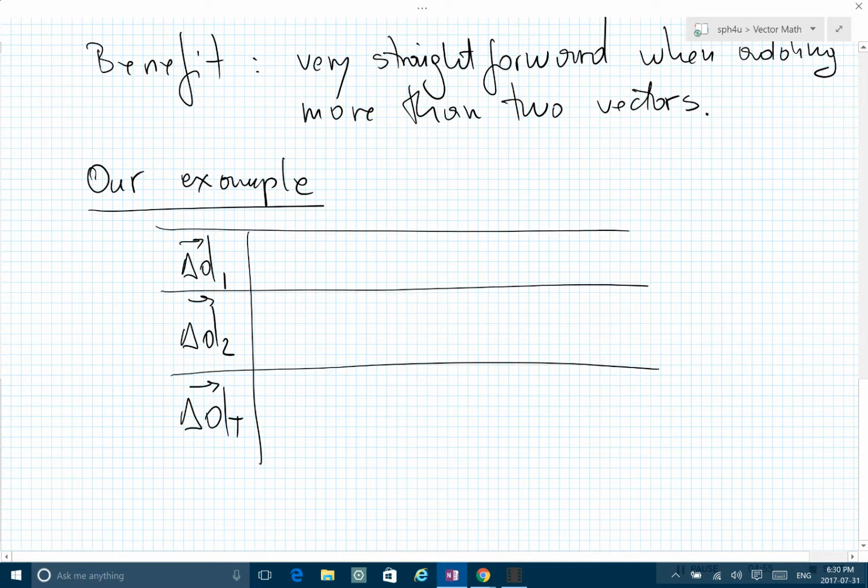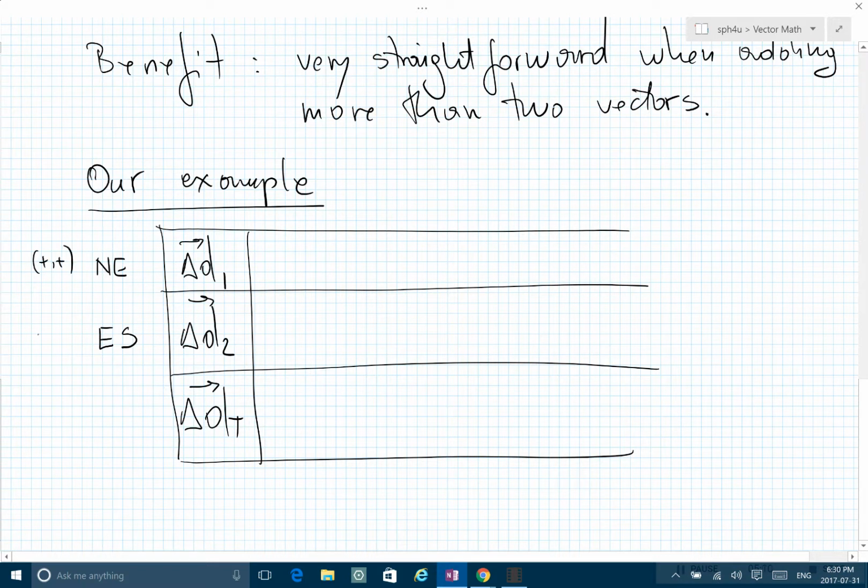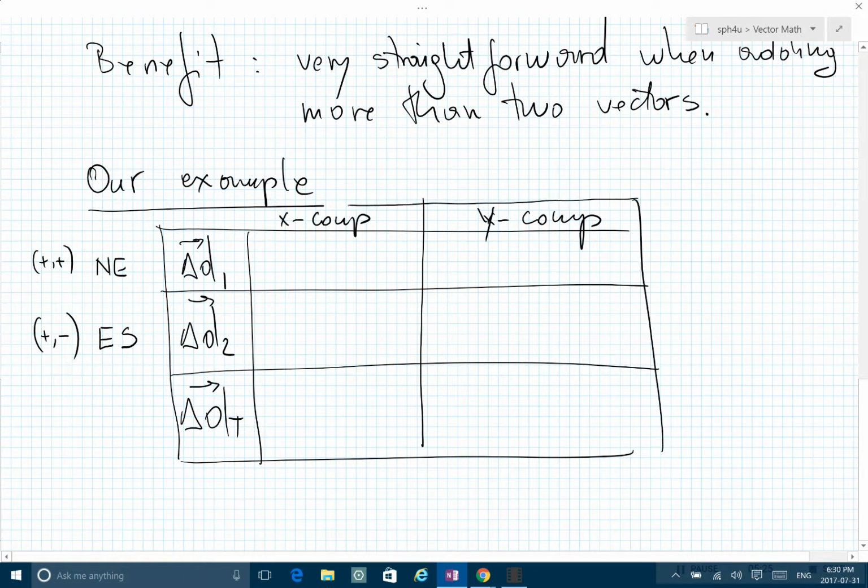And now we have to remember delta d1 is in the northeast, right? Delta d2 is in the southeast, or east-south. Which means here we're going to have both components positive. Here we're going to have the x positive, but the y negative. And then we get the components for our total vector, total displacement, or the net force if we're working with force or velocity, whatever vectors we're adding.